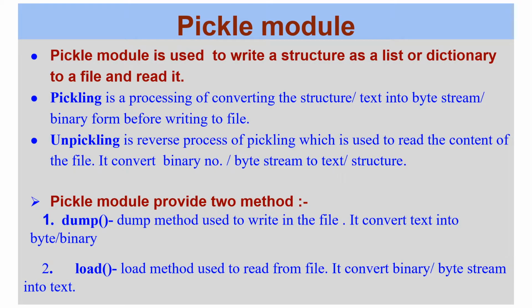The next method inside this pickle module is the load method. This load method is used to read from a file. With the help of this load method, we can read a binary file. This load method converts binary or byte stream into text. We all know that a binary file contains data in the form of binary or byte stream, so we cannot understand the binary form. With the help of this load function, we can convert that binary and byte stream into text. So this is all about the pickle module, because we are going to use this pickle module inside our Python programming to read and write into a binary file.